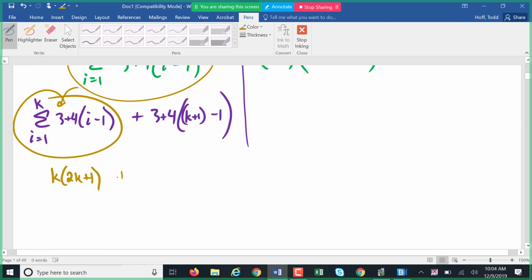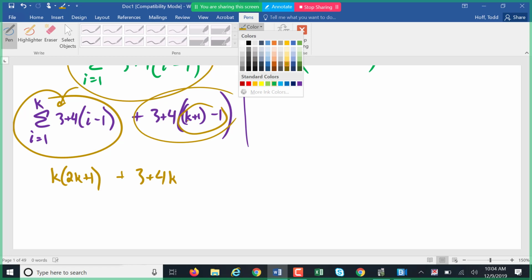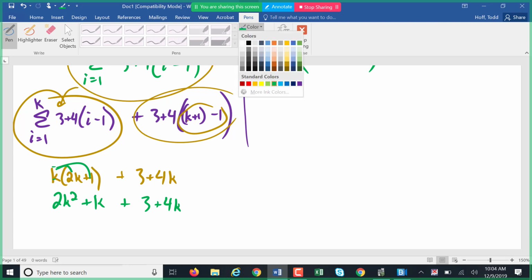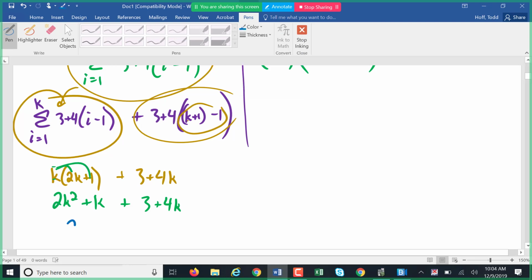And we're going to add to that this term here, which I'm going to do some simplifying on. k plus 1 minus 1 is just k. So that's 3 plus 4k. I'm going to distribute my k here. k times 2k is 2k squared. k times 1 is just k. Plus the 3 plus 4k. Well, we have 2k squared, nothing to combine with that. k plus 4k is 5k, plus 3.